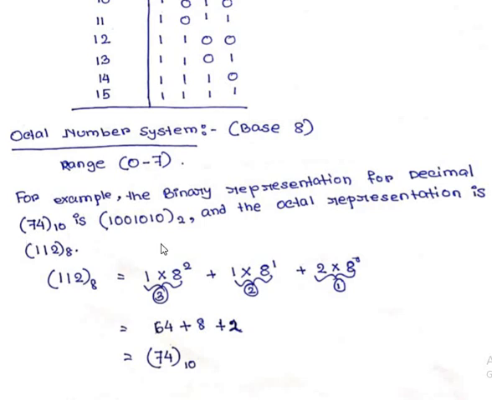Here also it is given in base 2. So just looking at the number, I can say it is given in the binary number system. Now here also it is 112 base 8. Just looking at the number, I can say it is given in base 8. That means it is given as an octal number.